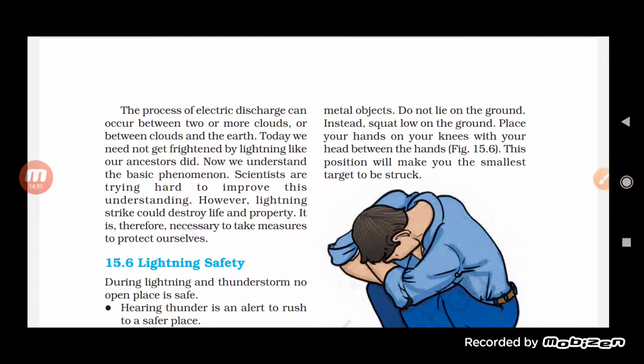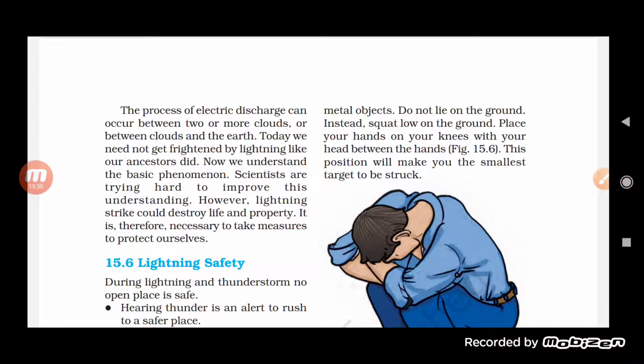We must not lie on the ground. Instead, we can take a position in which we can protect ourselves from the lightning. And what is that? Place your hands on your knees with your head between your hands. So we will squat low on the ground, place our hands on our knees, and keep our head between our hands. This position will make us look like the smallest target to be struck.